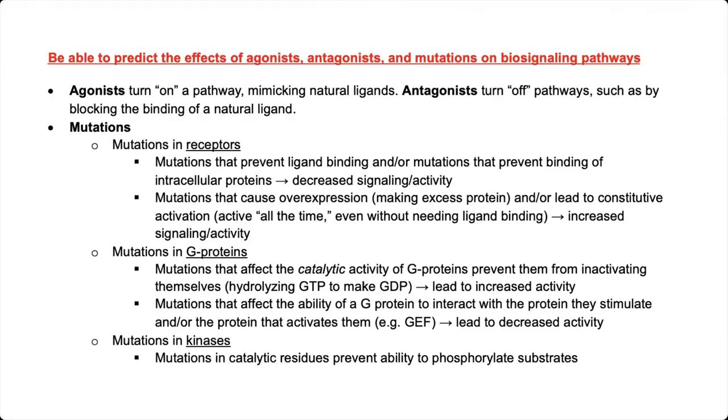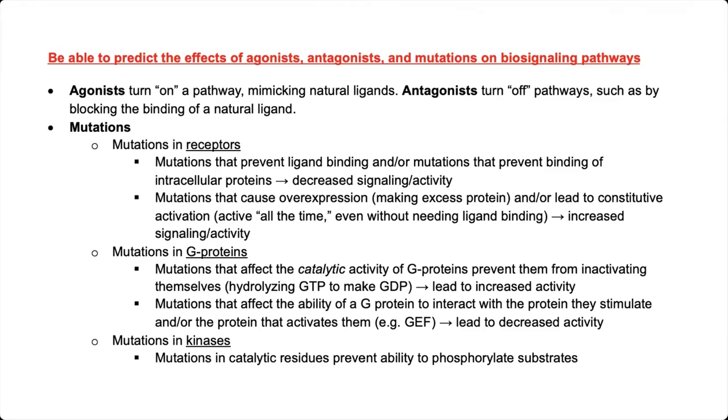Mutations in catalytic residues of kinases are going to prevent those kinases from being able to phosphorylate substrates, and this can shut down a whole phosphorylation cascade because it's going to affect everything below it. So a mutation is going to affect everything below it in the pathway. And when we talk about a catalytic residue, remember this is going to be one that's directly involved in the enzymatic function.